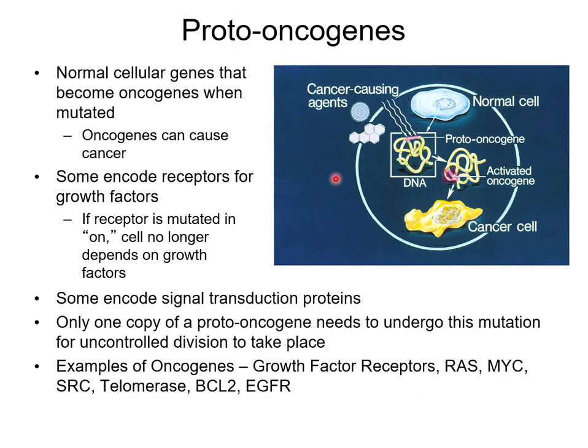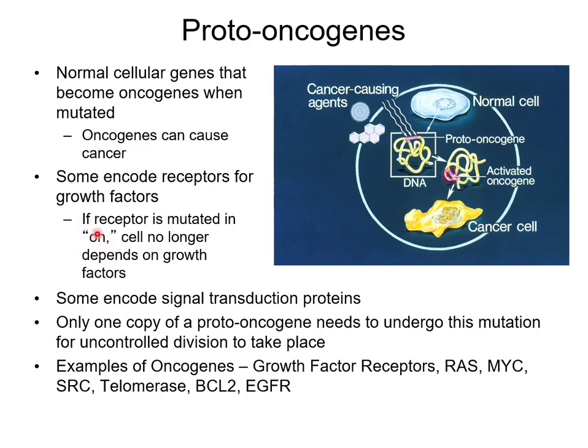You can think of this as the gas pedal. So you're pushing the gas pedal, you tell the cell to go, you take your foot off the gas pedal, the cell stops. And when you mutate it, the gas pedal is stuck. It can no longer be stopped. And so oncogenes are what cause the cancer.